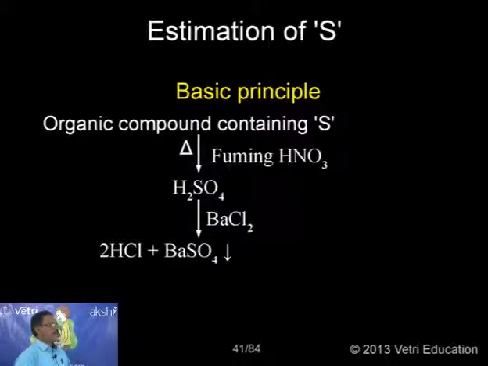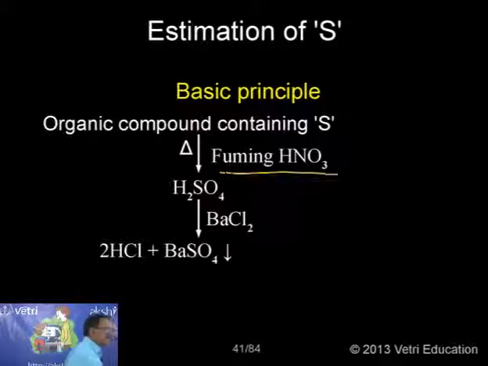Estimation of sulfur. The basic principle involved here: when an organic compound containing sulfur, a known quantity, is heated with excess fuming nitric acid in a Carius tube, the sulfur will be converted into the corresponding sulfate. So when you add barium chloride, barium sulfate will form. Kindly follow. The organic compound containing sulfur is heated with nitric acid in a Carius tube.